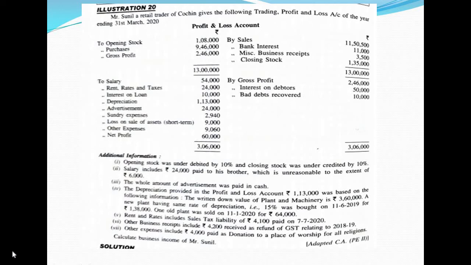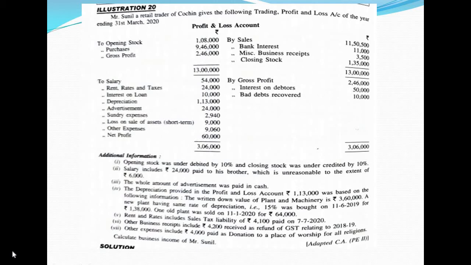Then point number two says that salary includes rupees 24,000 paid to his brother, which is unreasonable to the extent of rupees 6,000. So the unreasonable amount of rupees 6,000 will be an inadmissible expense. Then point number three says that the whole amount of advertisement was paid in cash. So any amount paid in cash in excess of rupees 10,000 will be an inadmissible expense. Then point number four talks about the depreciation. We'll see later on how to compute depreciation under the IT Act.